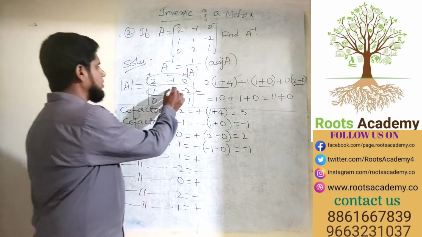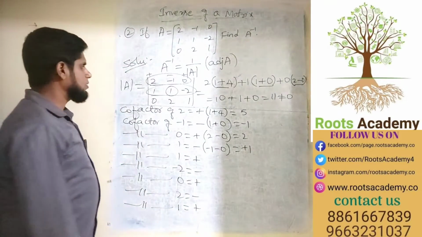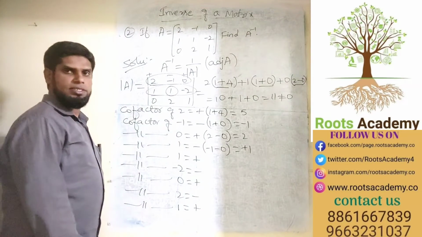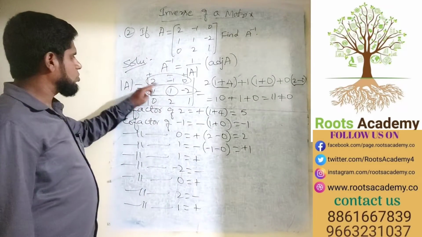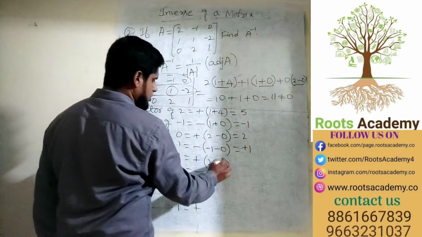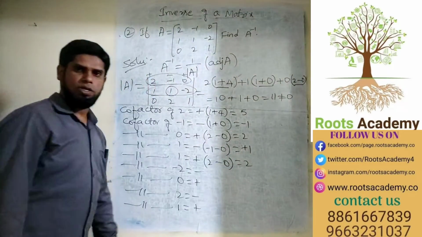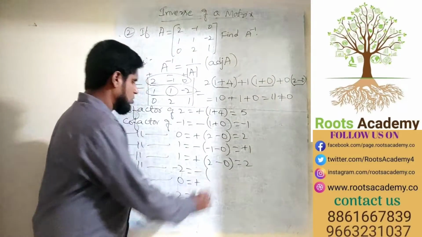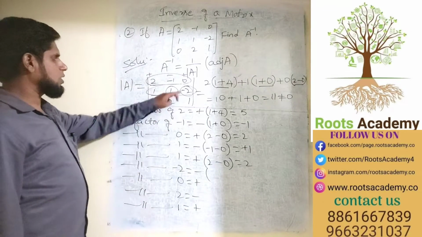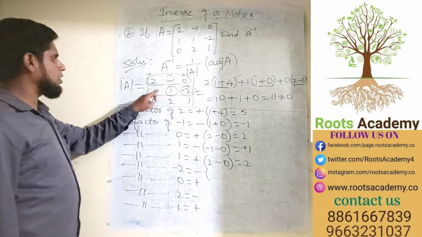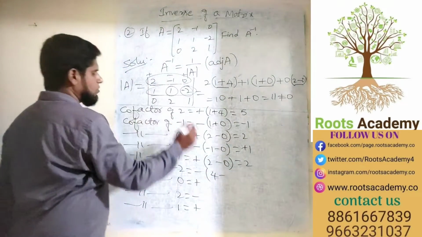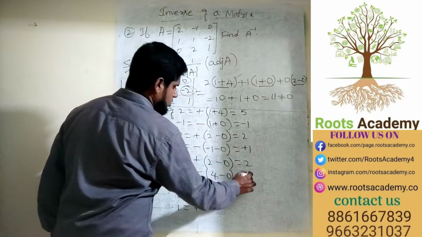Next, the cofactor of this element. This is present in the second row and second column, so if I eliminate the second row and second column, I get 2 into 1, it's 2, minus 0 into 0, it's 0, so it is plus 2. Next, the cofactor of minus 2. For this I should eliminate the third column and second row. 2 into 2, it is 4, minus 0 into 1, it's 0, so this is minus 4.